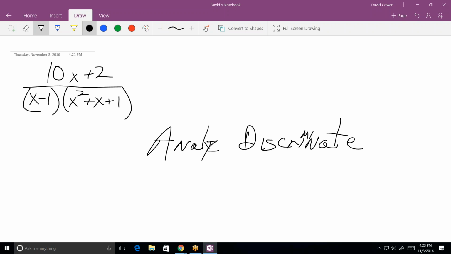Discriminant. What's the discriminant? That's b squared minus 4ac, the part that's inside the radical sign. If that comes out to be negative, then that's an irreducible quadratic. If it comes out to be 0 or positive, it is not, meaning I can factor, even if I have to use the quadratic formula. But in this case, you get what? 1 minus 4 comes out to be negative.